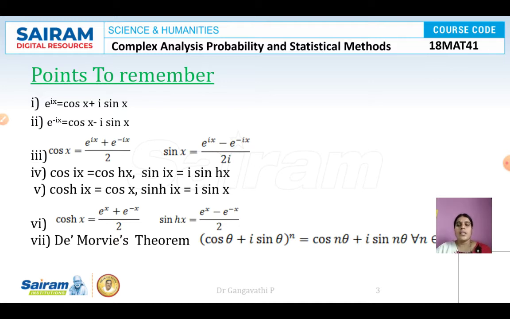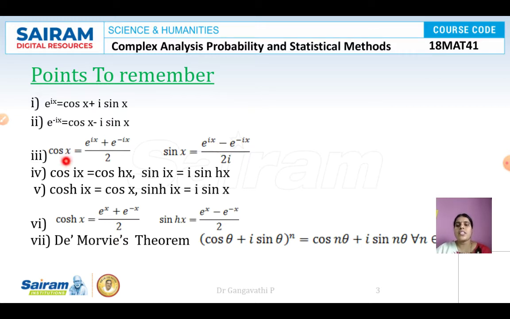The first one here is e power ix is equal to cos x plus i sin x, the exponential form of the sum of cos and sin terms. So in terms of a complex number, e to the power of ix is nothing but cos x plus i sin x. The second result which you need to remember is e power minus ix, which is nothing but cos x minus i sin x. So if you have a negative power, you have a minus here, and if you have a positive power, you have a plus here. You need to remember that.